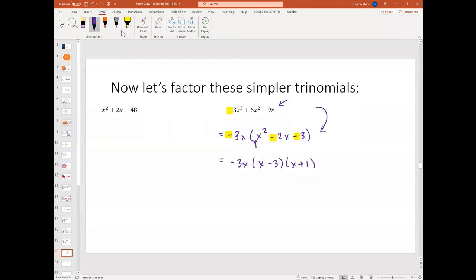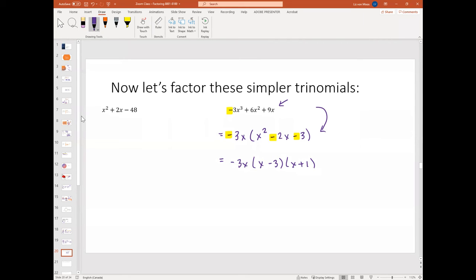So I pulled out the -3 instead so that I would have this positive coefficient for the first term. And then all I had to look at was whether this trinomial can be factored. Yes, it can. -3 times +1 is -3, and -3 plus +1 is -2.